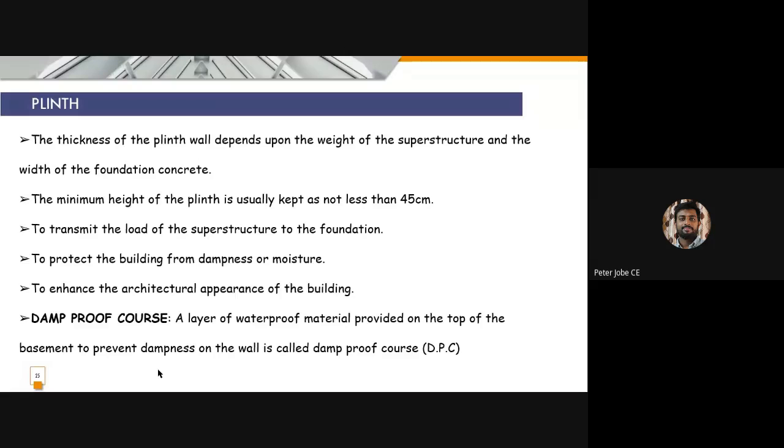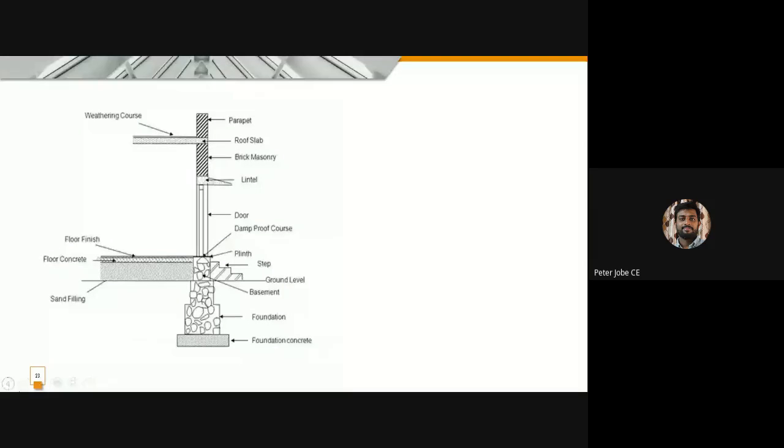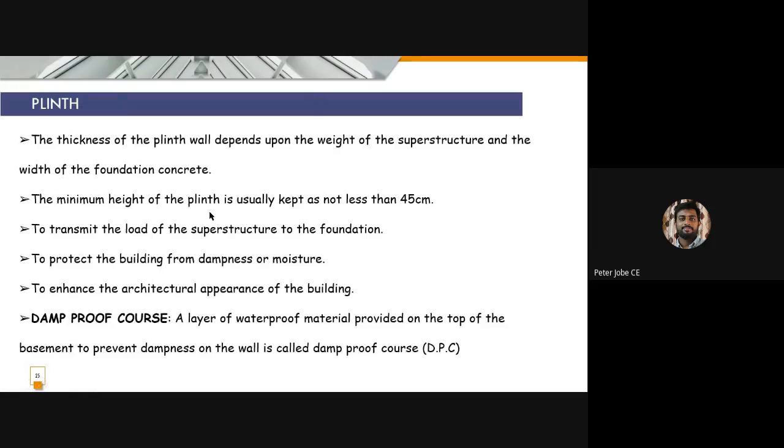So I hope you understood what is meant by plinth. This is the plinth wall, above ground level, below our main walls. The thickness will depend upon the weight of the superstructure and also the width of the concrete. The minimum height of the plinth is usually kept not less than 45 centimeters. So this is the minimum height of the plinth, but we should always keep it at 45 centimeters.